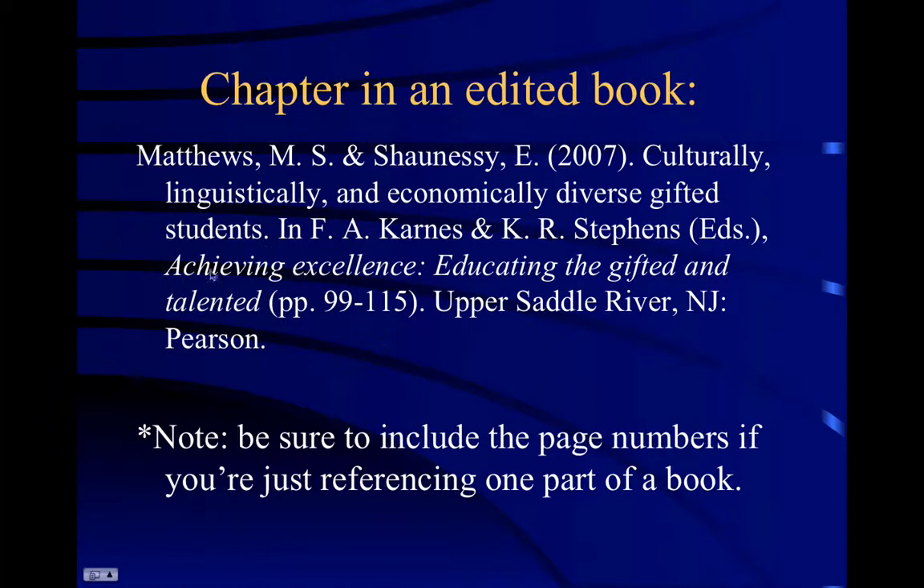The title of the book is Achieving Excellence: Educating the Gifted and Talented, and you put the page numbers of the actual chapter that you're using. And then it's from Upper Saddle River, New Jersey. Notice they're putting New Jersey because Upper Saddle River is not a common publishing city. And then again, your publisher here at the end.